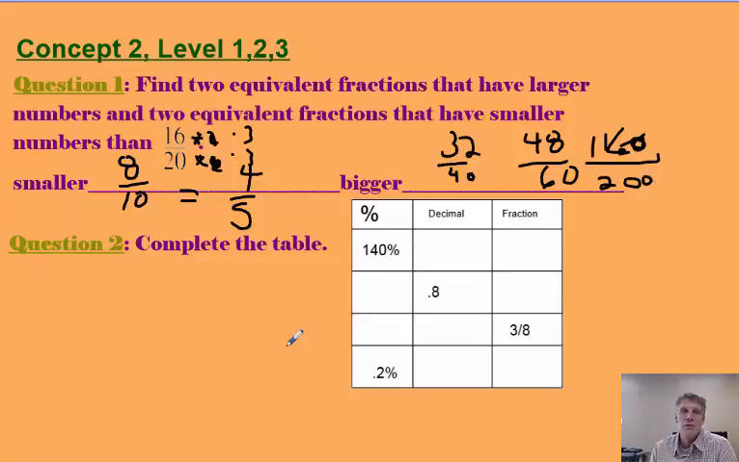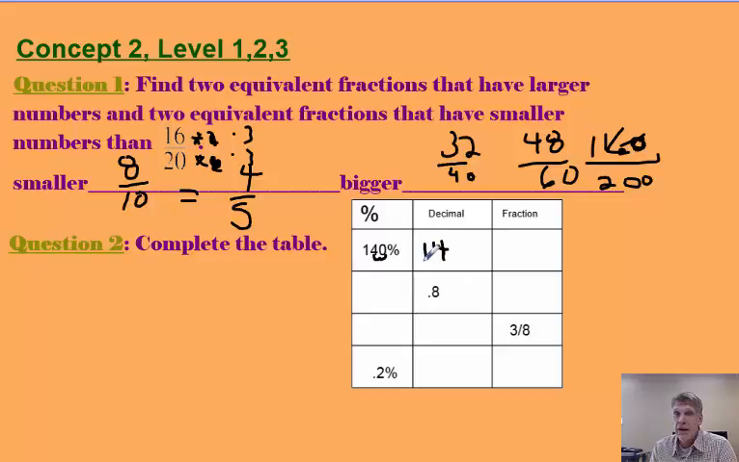All right, pause it. Go to question 2. All right, question 2. I want to convert these percents to decimals and fractions. I want to finish the table. So 140%. Quick review is you got to move the decimal 2 places smaller to get a percent to a decimal. So I'm going to back this up 2 spots. Remember, my decimal's 2 places smaller than the percent. So I'm going to get 1.4 or 1.40. We really don't need that 0.